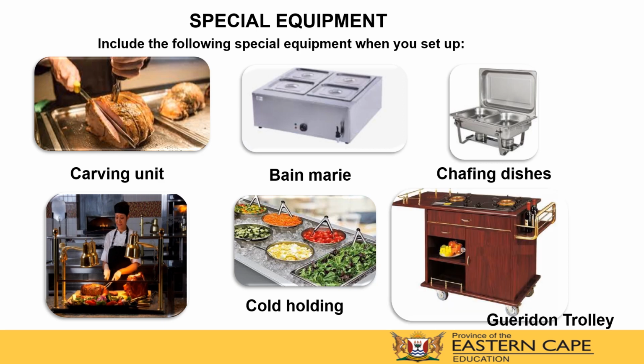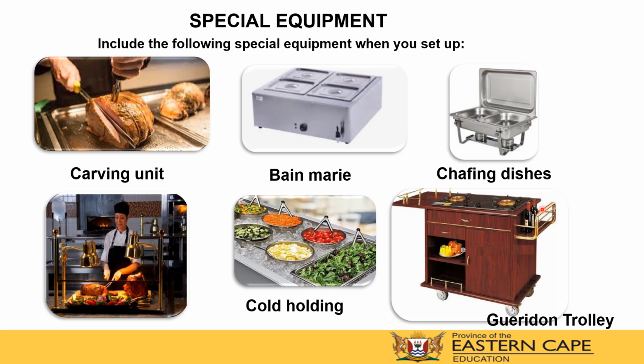Now on the Gueridon trolley, this is the time now that I discuss it more in depth. Now remember, the Gueridon trolley is where you would prepare your items that need to be flambéed, for example, your crêpes Suzette, or your filet mignon. So you set it alight. That is a new term that you just need to learn, which is flambé, which means to set alight.